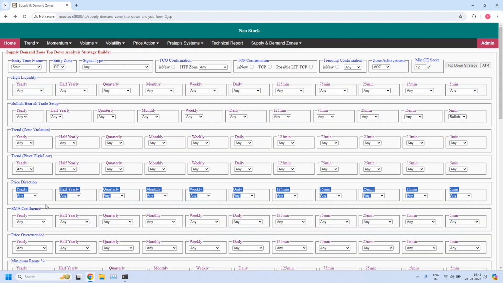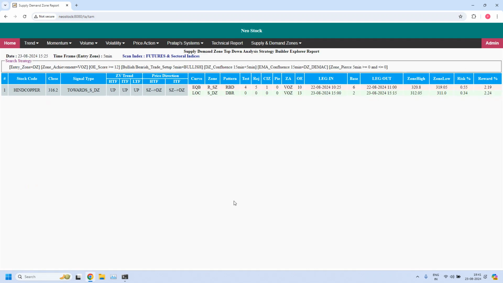So in the EMA confluence, now I am going to 15 minutes time frame. This is ITF time frame. And now I am looking for demand zone with daily EMA confluence option I am selecting. So let's filter the stocks. Oh, one stock is filtered. What is the filter here? 5 minutes and 15 minutes demand zone confluence which we verified, and the second filter, 15 minutes, that is ITF zone, is having EMA confluence with 15 minute zone.